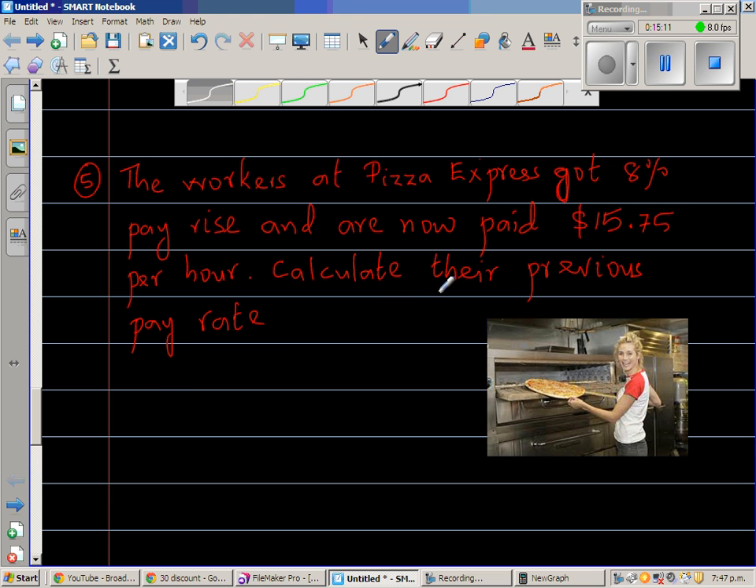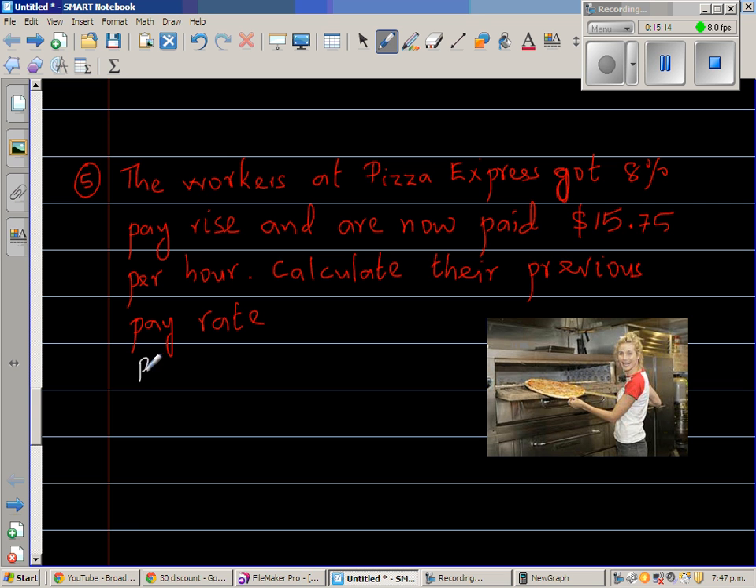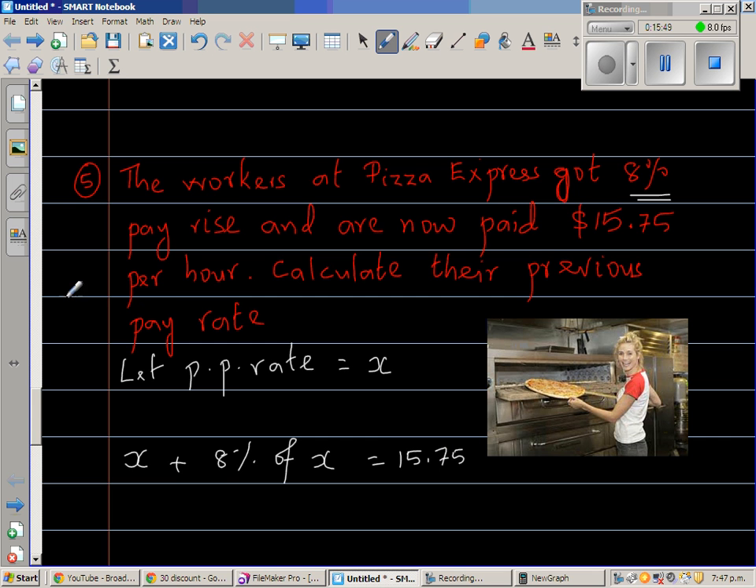So we're going to say previous pay rate. Let me write in short, let the previous pay rate be equal to X. Okay. So can I say, and there was how much percent increase? 8% increase. So can I say this is X plus 8% of X should be 15.75. And this is where algebra becomes so useful.